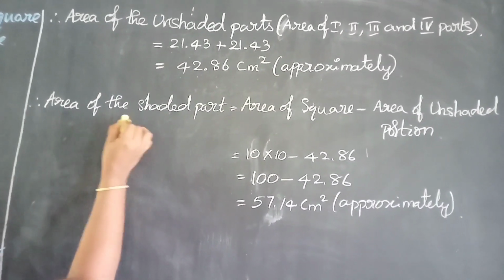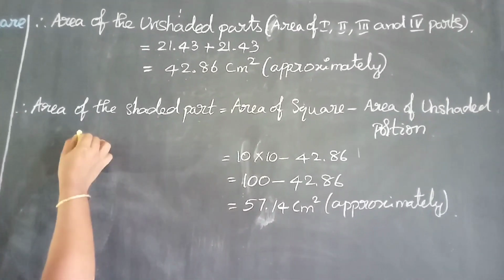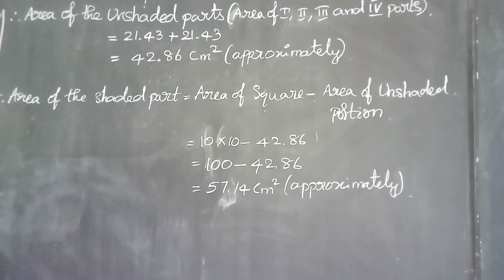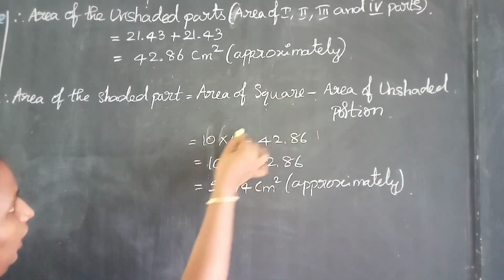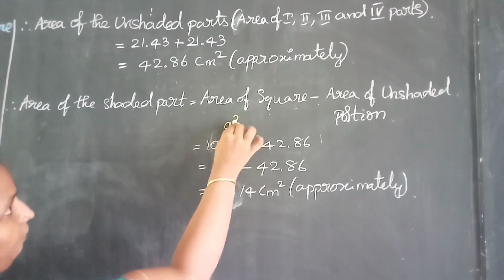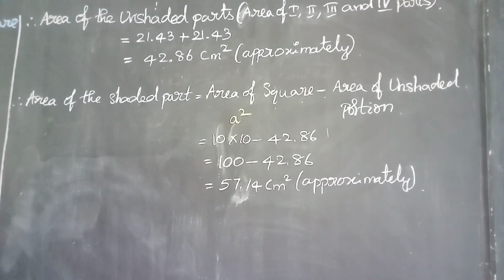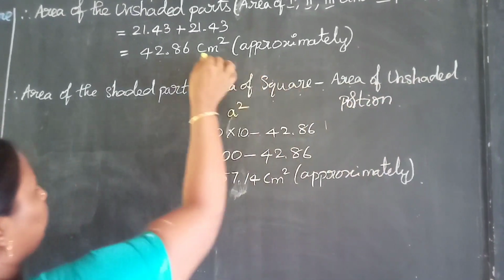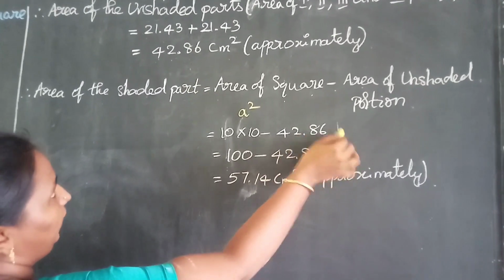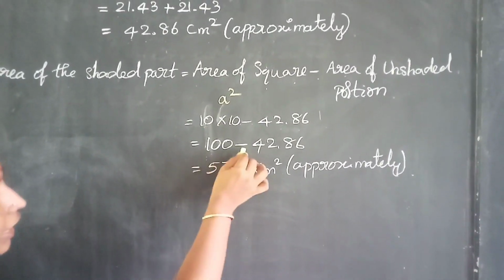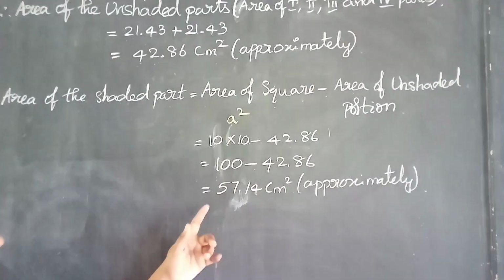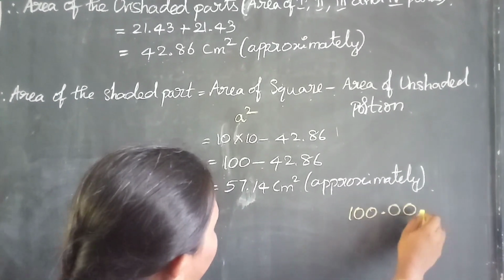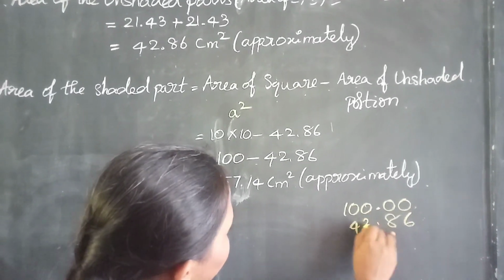So now we are going to find the area of the shaded part. Already I told you, the area of the shaded part is the area of the square minus the area of the unshaded portion. The area of the square is 10 into 10, that is the square formula, as the side of the square is 10. So we get 10 into 10 minus the area of the unshaded portion, which we found to be 42.86. So 10 into 10 will get 100 minus 42.86 will get 57.14 centimeter square. So already you know how to subtract decimal numbers.